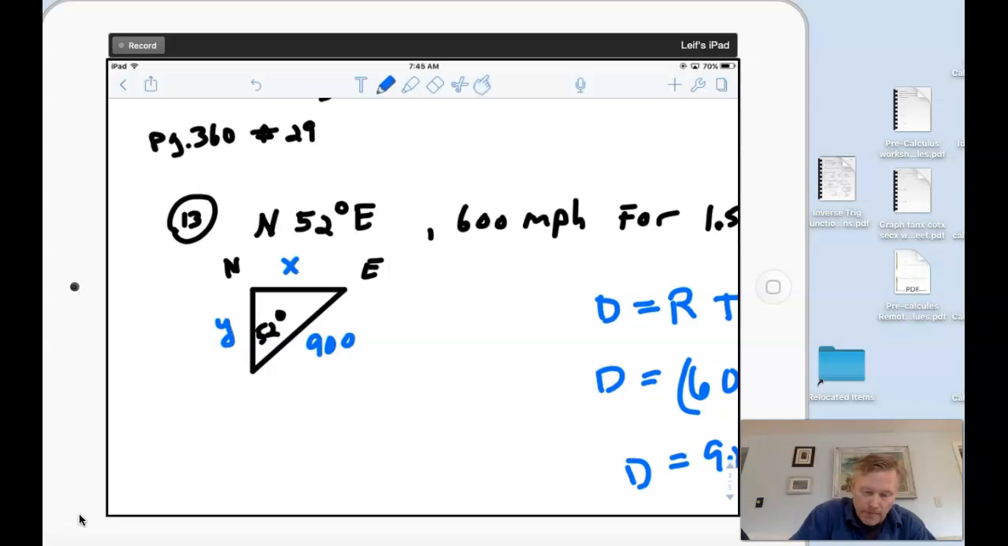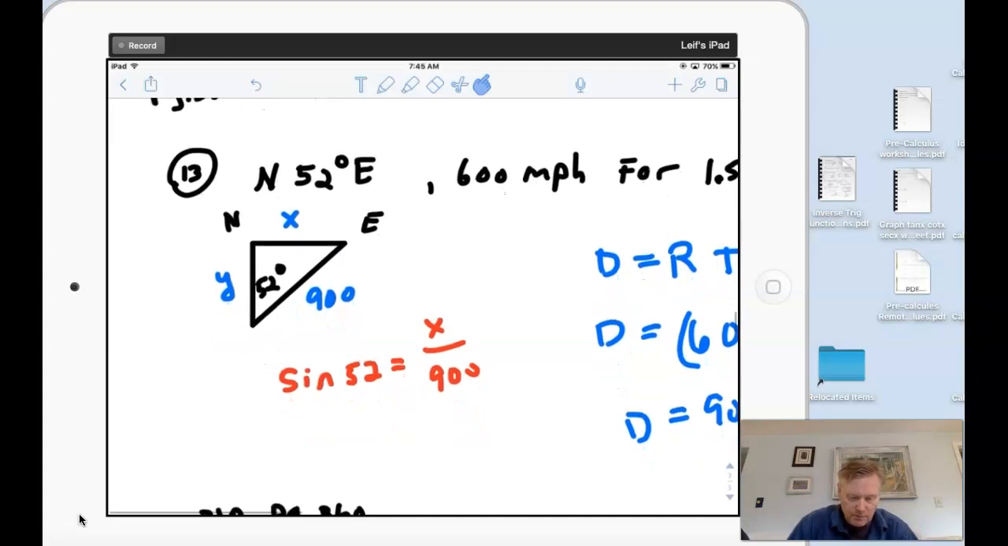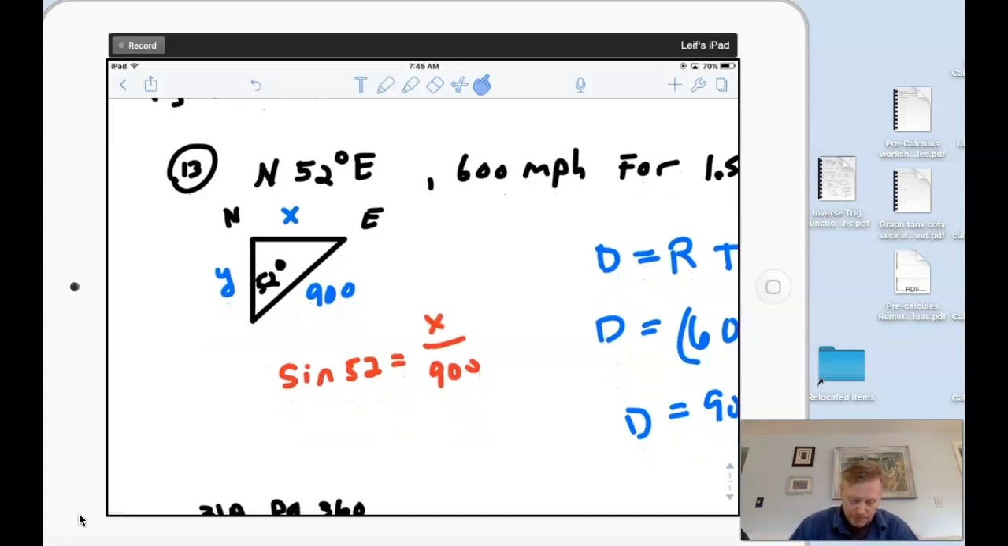So if I take 52, I can go sine of 52 equals opposite over hypotenuse, and I solve that. Okay, sine of 52 is 0.788 equals x over 900, and solve that. Put it over 1 and multiply. You get x equals 709.2.